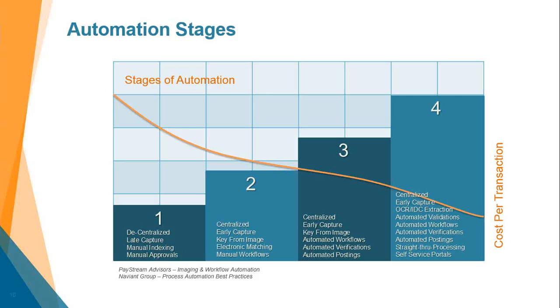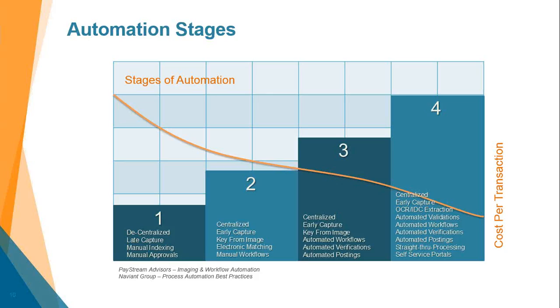Starting at stage 1, or bucket number 1, is really the approach where we're not going to scan, ingest, or capture into an electronic filing cabinet until the end of the process. So you're going to keep the manual indexing and the manual approvals, and you might even keep a decentralized structure, but at the end we're going to late capture and improve our customer support and storage problems.